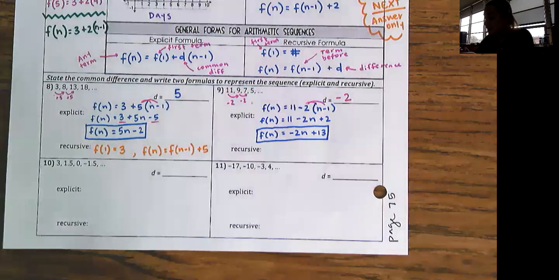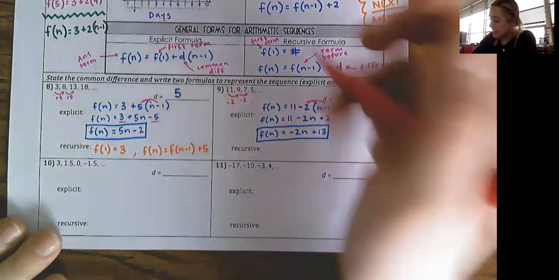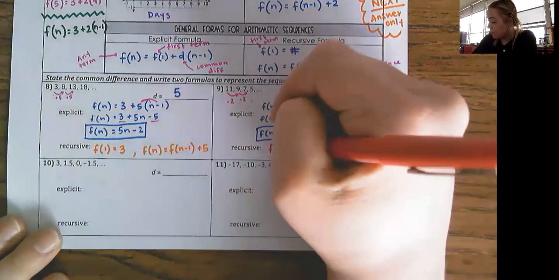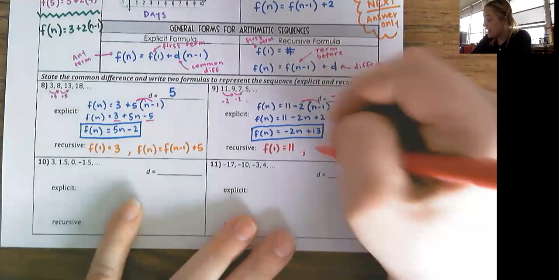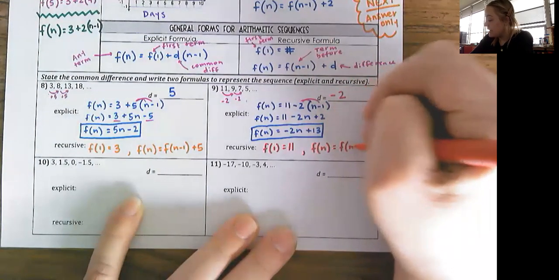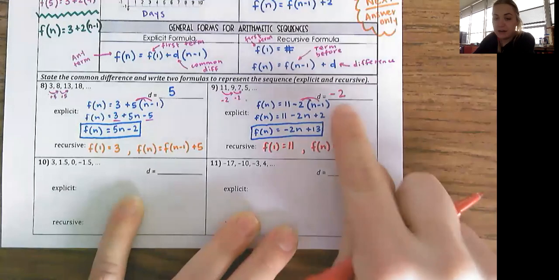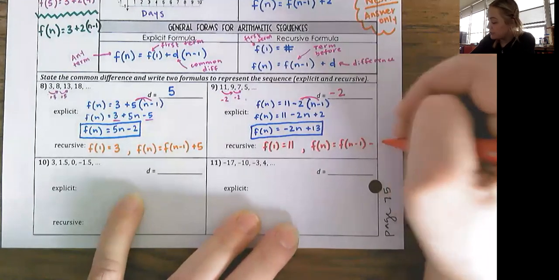For the recursive equation, let's start with our first term. Our first term is 11. So I would say f of 1, or first term, is 11. And then f of n equals f of n minus 1, plus our common difference, which would be plus negative 2, or I could just write minus 2.